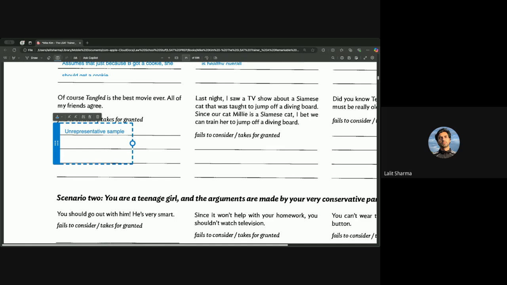I don't know if you've taken any stats courses or psych courses, you probably learned about unrepresentative samples, right? Yes. Sorry, I learned it in psychology. Cool. So it's an unrepresentative sample, and let's fine tune a definition for that for the LSAT.